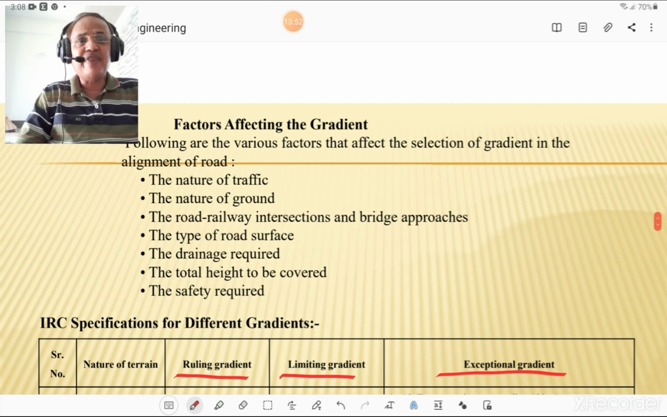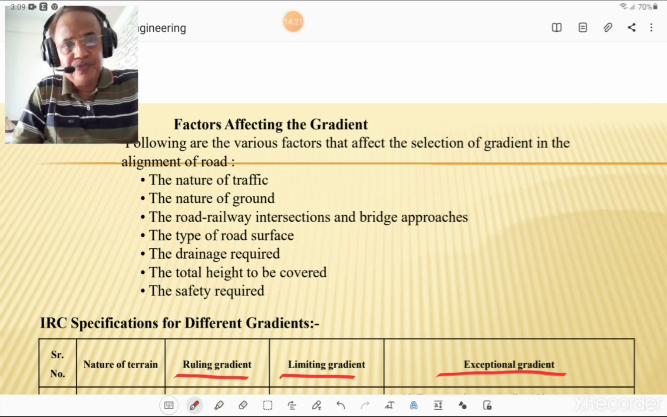The factors affecting the gradient. Following are the various factors that affect the selection of gradient in the alignment of the road. The nature of traffic, that is very important. The nature of ground, that is also important. The road-railway connection and bridge approaches, that is also important. The type of road surface, whether it is concrete or bituminous, that is also important. The drainage required, that is important. The total height to be covered, that factor is affecting the gradient, and the safety required.